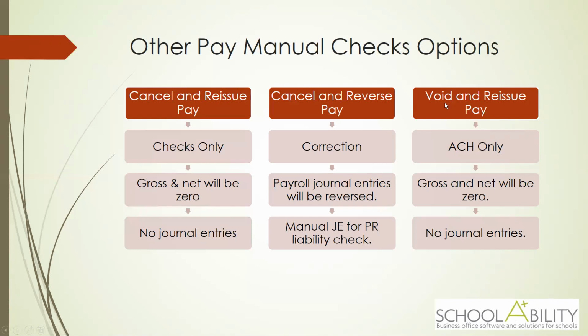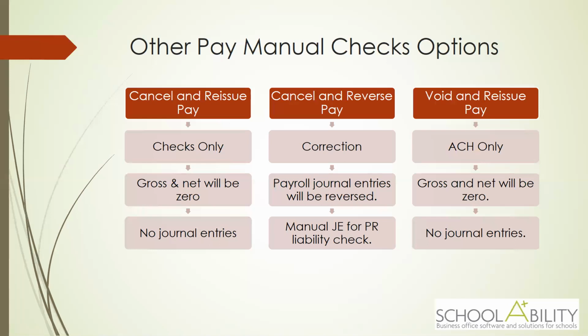I'm going to jump to the last one, which is void and reissue pay. This is for ACH only. The only time that I've seen this used, or could be used, is if the ACH that was submitted to the bank was rejected and sent back to the org that submitted it, or if the org did not submit the direct deposit file.